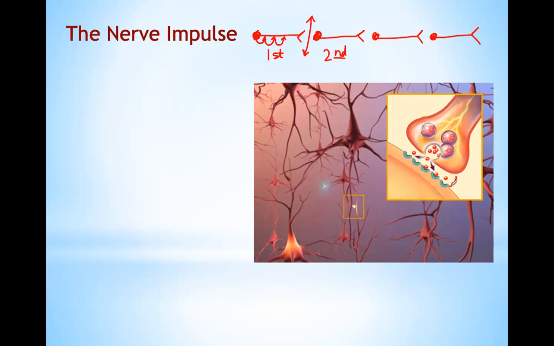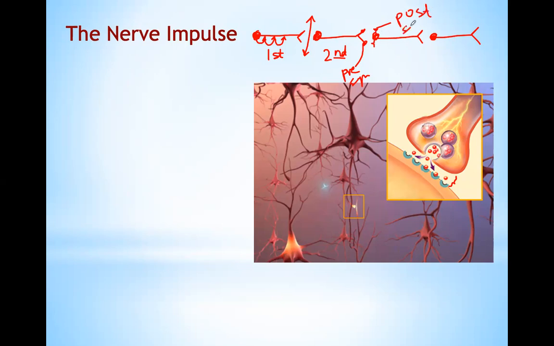This is the synapse. So this part is called the presynaptic part. So these vesicles here, this is the presynaptic, between the second and third neuron. And the receptors here on the dendrites are called postsynaptic. And the gap in between is the synapse.